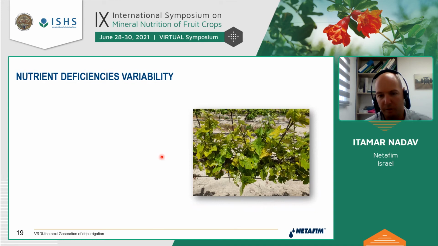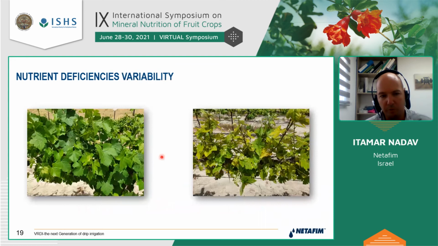But what happens if on one side of the plot we have this vine that you can clearly see suffers from some kind of nutrient deficiency, and on the other side of the plot, just 100 meters away from there, and it's the same row, same variety, same irrigation, same everything, the vine looks completely different. It doesn't suffer from any nutrient deficiency.